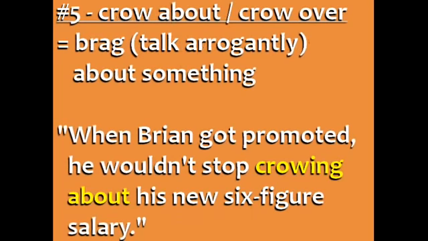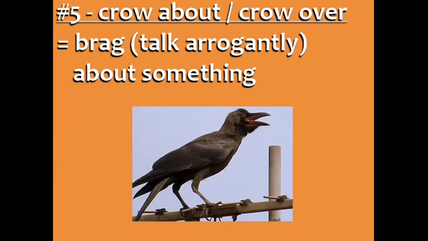Number 5. Crow about or crow over. To brag, talk arrogantly about something. When Brian got promoted, he wouldn't stop crowing about his new six-figure salary. This bird is called a crow. The song of a crow is rather loud and annoying. In the same way, a person who talks arrogantly about themselves or about some success is said to be crowing over it, because it's usually annoying to listen.